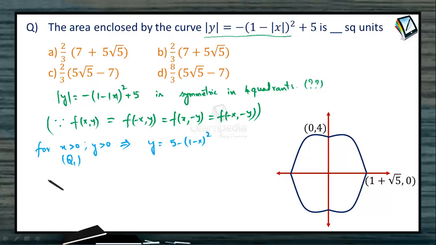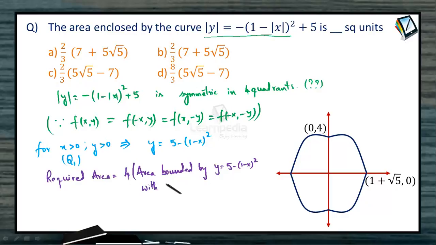And by symmetry, the required area is 4 times the area bounded by the curve y = 5 - (1 - x)² with the x-axis, right? And that is multiplied by 4 times. That means we are trying to calculate this area and the rest of the 4 areas would be the same. Now for this we know the limits. It starts from x = 0 and goes up to x = 1 + √5. So this would be 4 times the integral from 0 to 1 + √5.